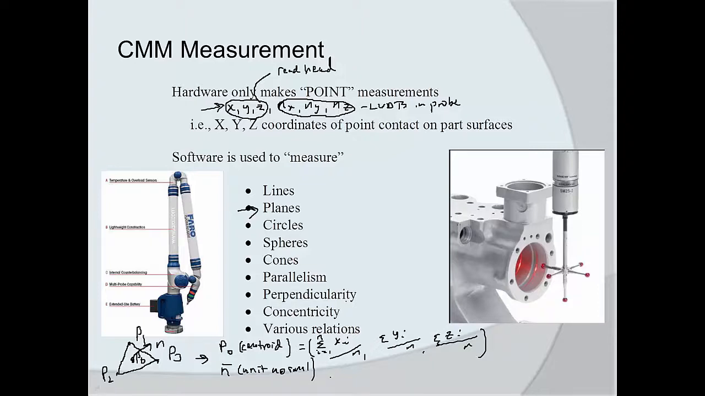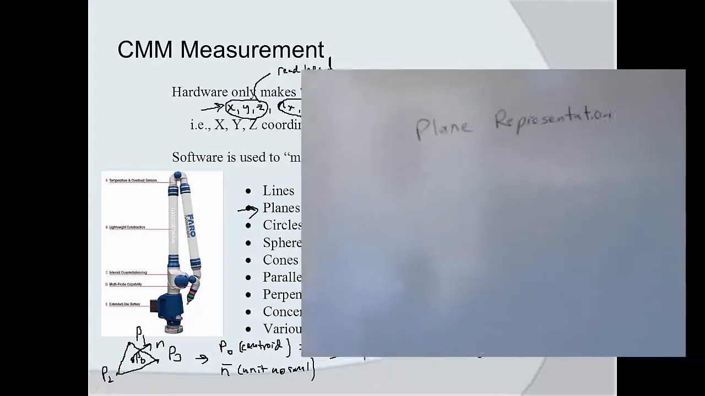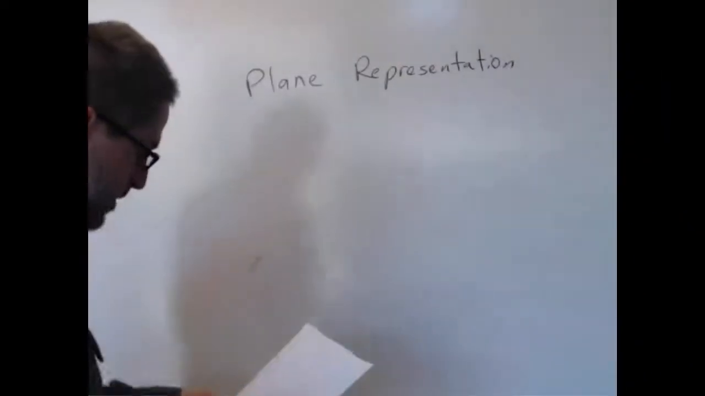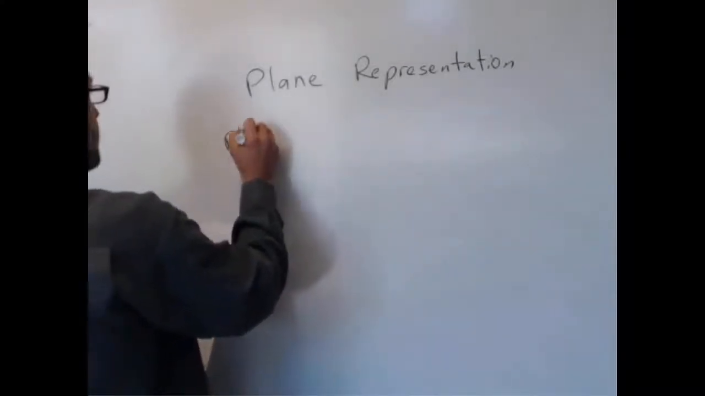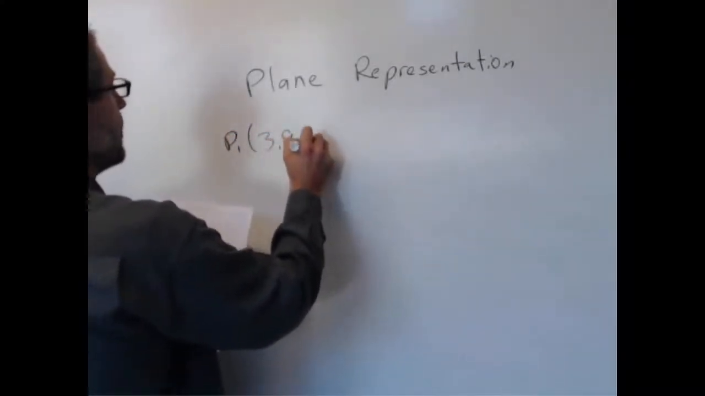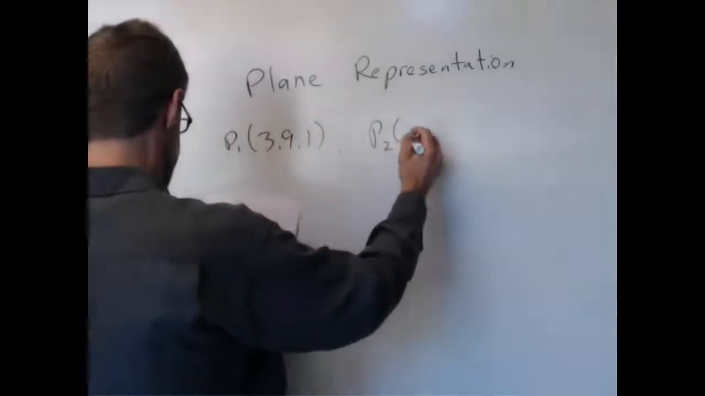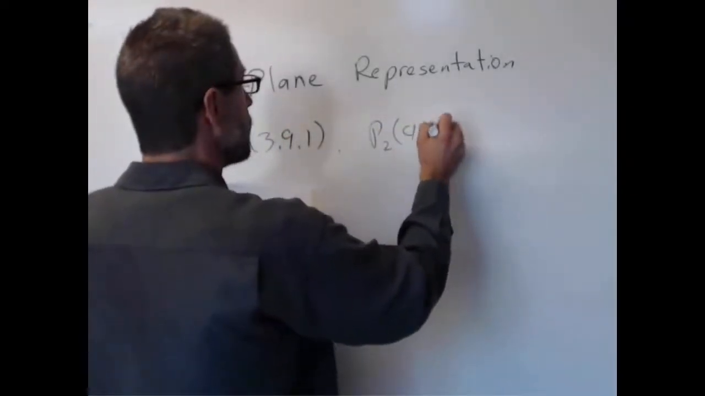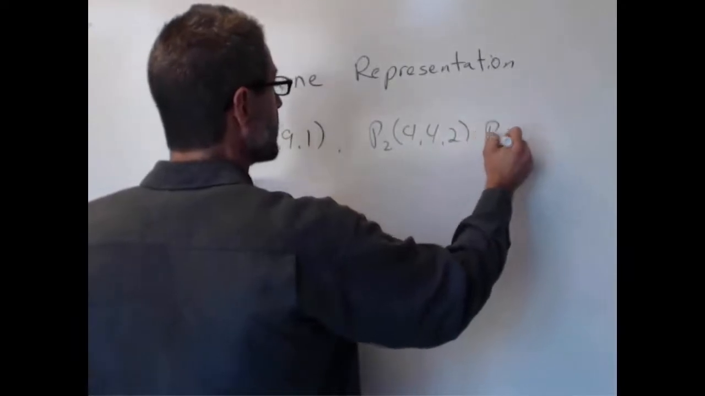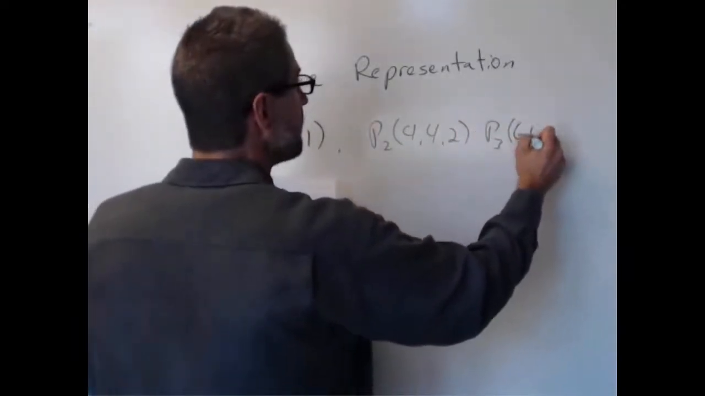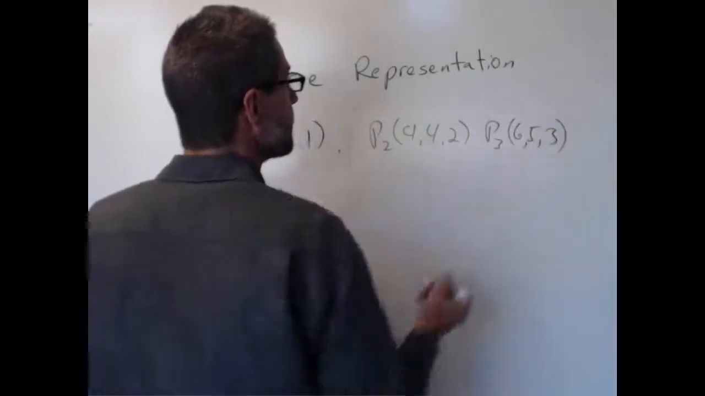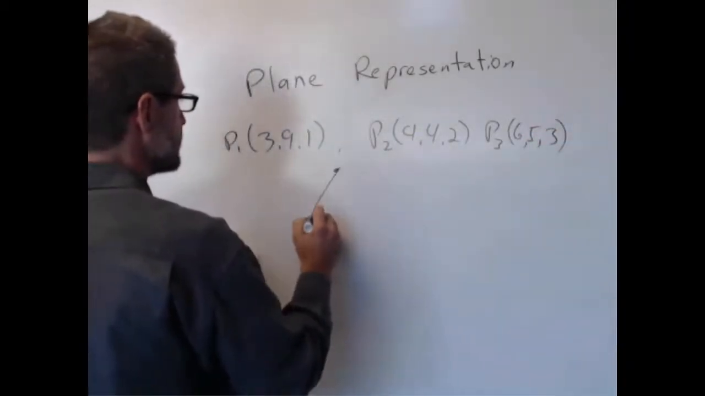Now the unit normal, n, can also be figured out from those 3 points. It's a little trickier, so let me do it on an example on the board here, and we can use either the dot product or the cross product to figure out that unit normal. All right, so let's do an example with 3 points. P1 is 3, 9, 1, P2 is 4, 4, 2, and P3 is 6, 5, 3.